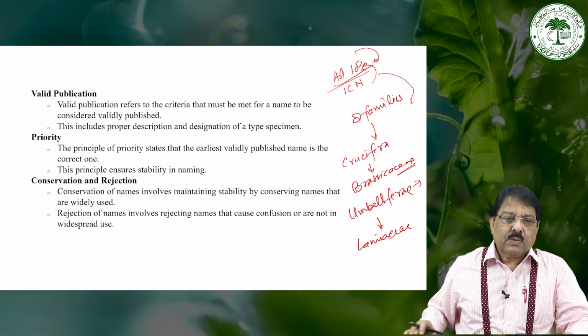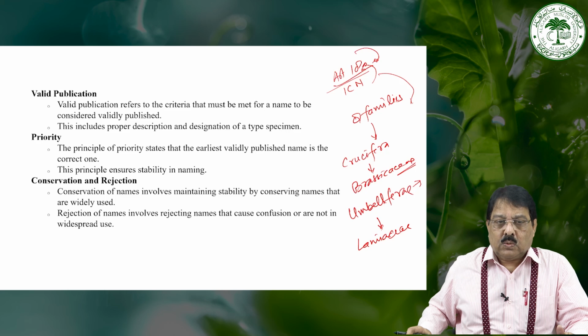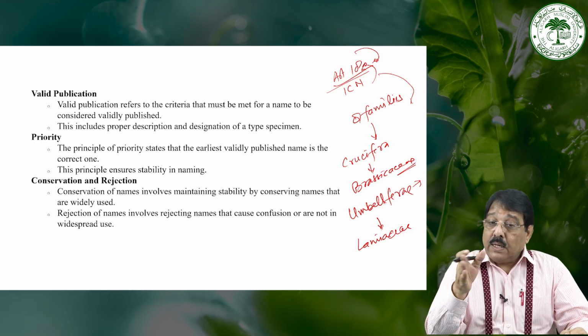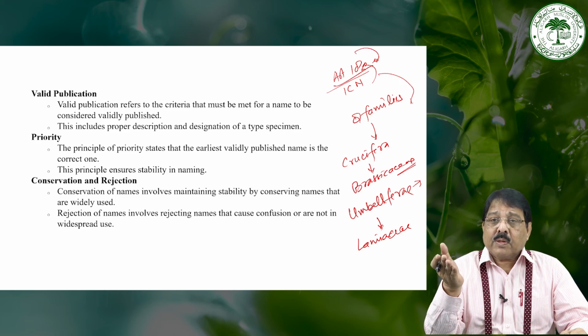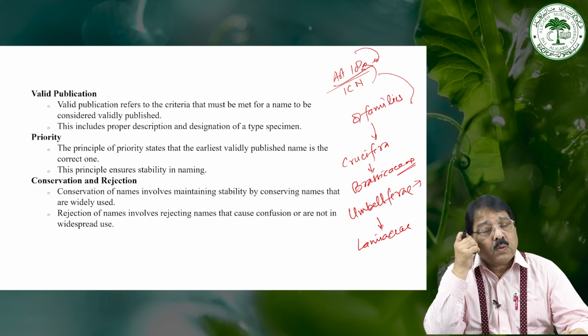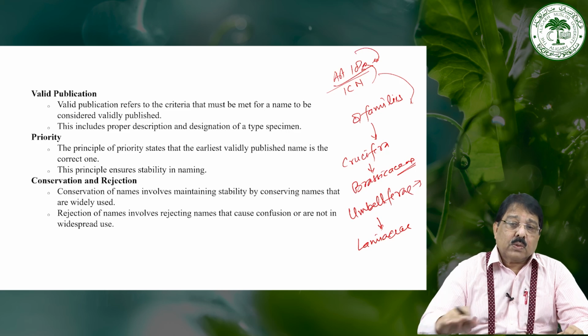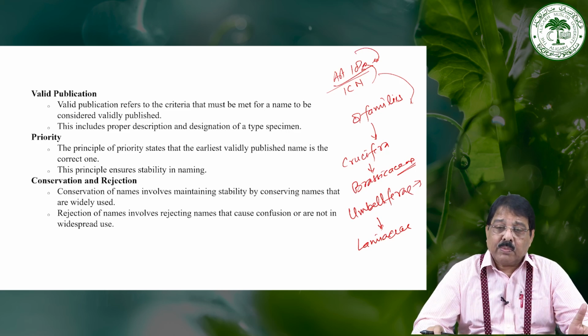And a valid publication is when it follows all the rules of the code, published according to all the rules of the code. Then the priority. The principle of priority states that the earliest validly published name is the correct name. If someone else has published later and it is not according to the rules of the code, it will be known as invalid, and the priority will be given to the earliest name which was published according to the rules of the code.